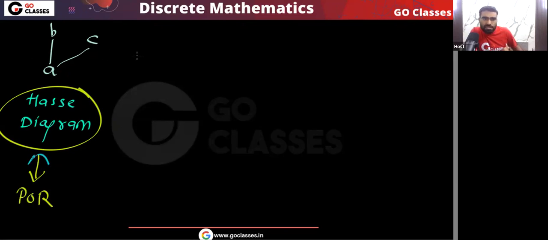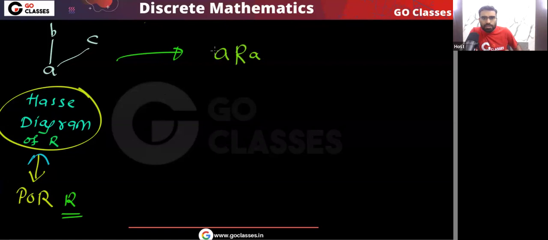Now, here you tell me some questions I am asking you. Let's assume you have relation R. Okay, this is the hash diagram of relation R. Then relation R is a partial order relation. You tell me, very simple point: can I say that A is related to A? Is this true or false?